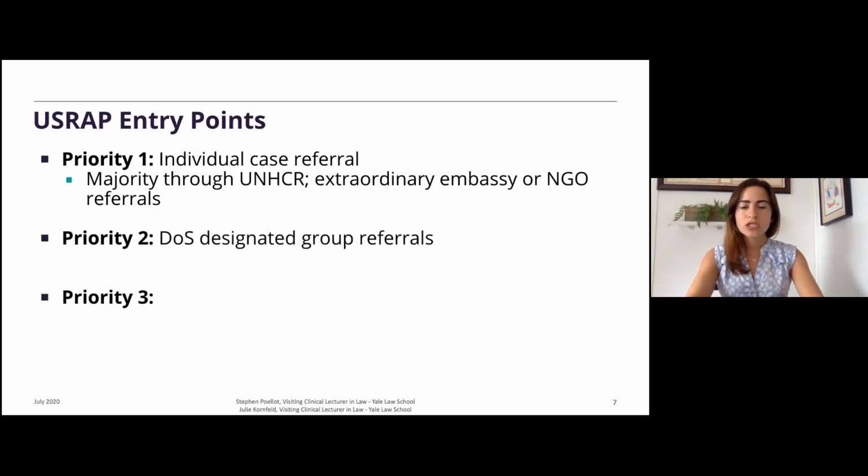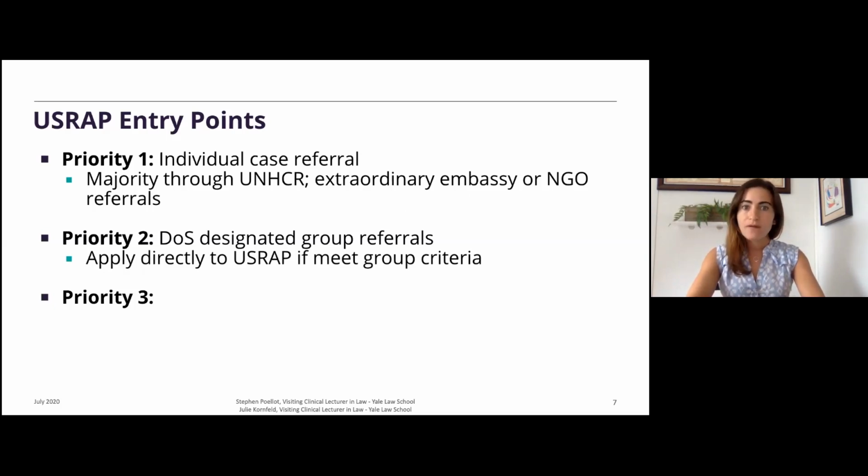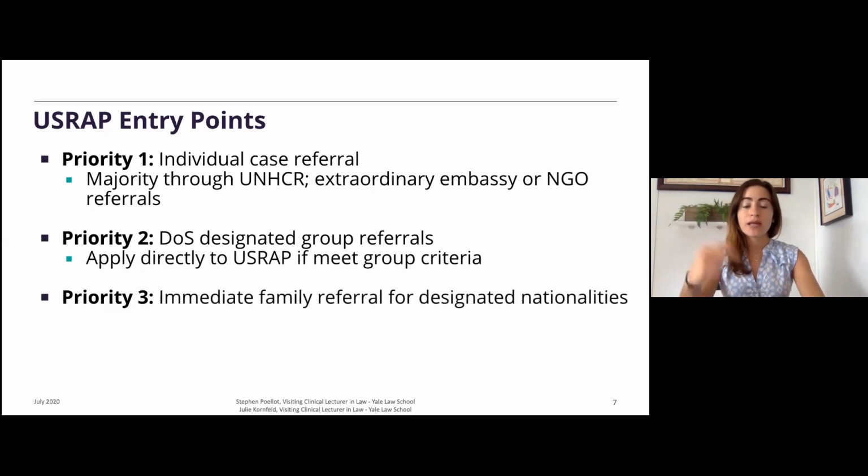Next, priority 2 is for groups identified by the State Department as needing resettlement. In practice, the U.S. has a list of qualifying individuals for certain groups, or for other groups, there's an open application process where individuals have to submit evidence showing that they'll meet the group's criteria. Some of these groups actually include individuals in their country of nationality, such as Iraqis who worked for the U.S. government in Iraq.